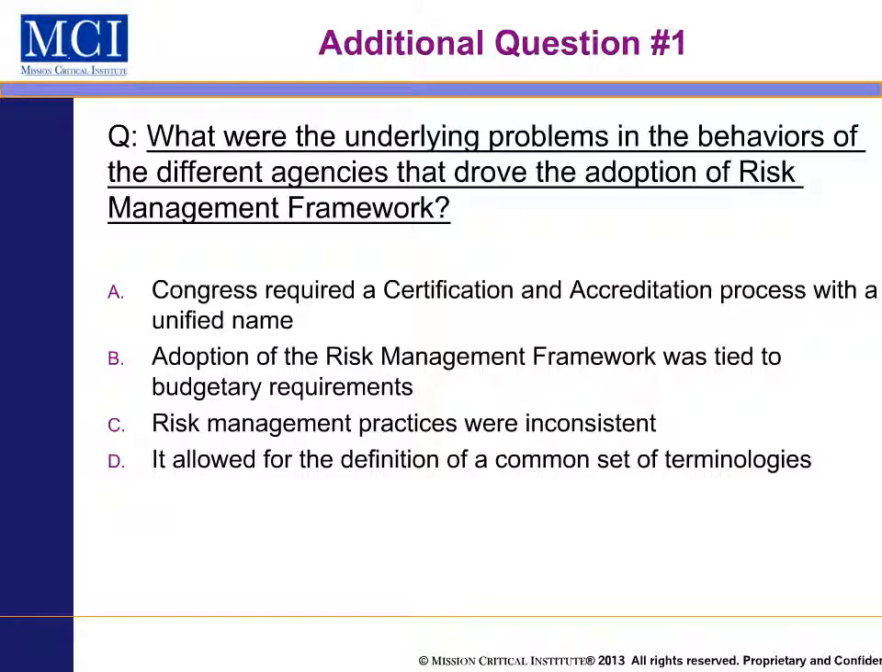So let's look at another example question. We read the question first using our formula. What were the underlying problems in the behaviors of the different agencies that drove to the adoption of risk management framework? Okay, we've read the question. Next step, read the answers.